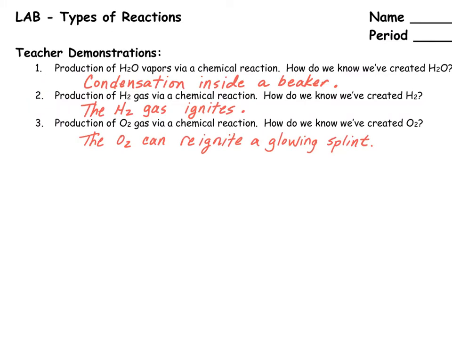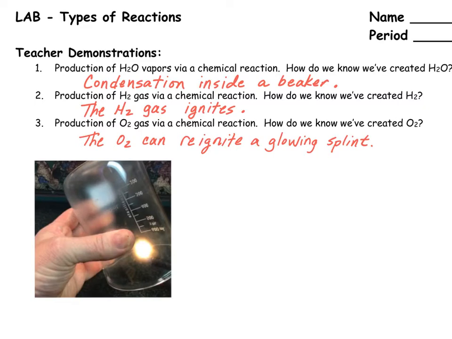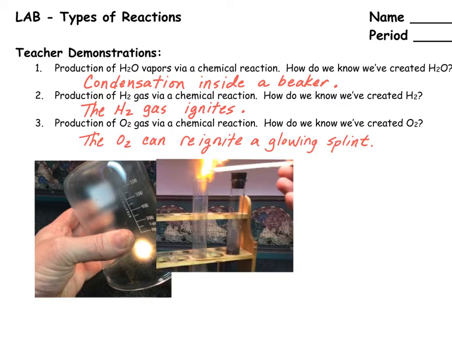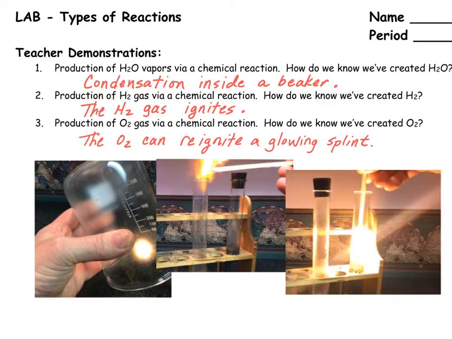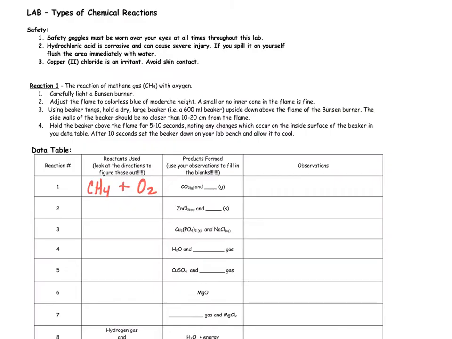So we can write that down. Number 1, the production of H2O, condensation is going to happen inside a beaker. To test for H2 and O2, H2 gas ignites, and for oxygen, it can reignite a glowing splint. So some of our reactions are going to do this, and that's how we're going to test what the products are for our chemical reactions. All right, let's look at our chemical reactions.